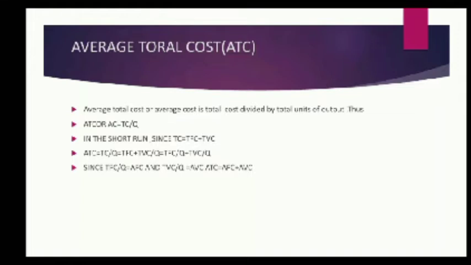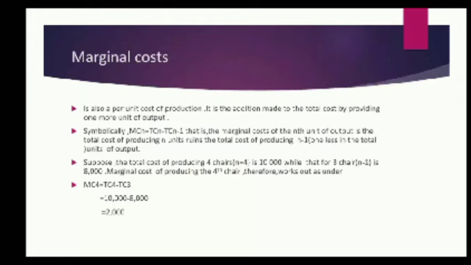Thus, ATC or AC is equal to TC over Q. In the short run, since TC is equal to TFC plus TVC, ATC is equal to TC over Q, which is equal to TFC plus TVC over Q, which is equal to TFC over Q plus TVC over Q. Since TFC over Q is equal to AFC and TVC divided by Q is equal to AVC, ATC is equal to AFC plus AVC.